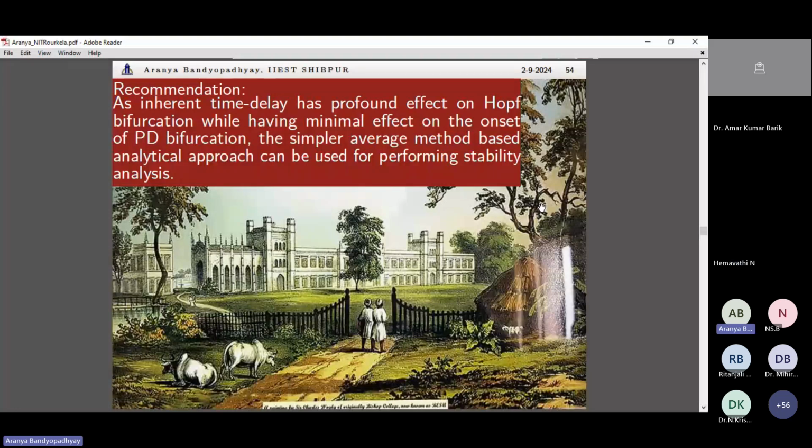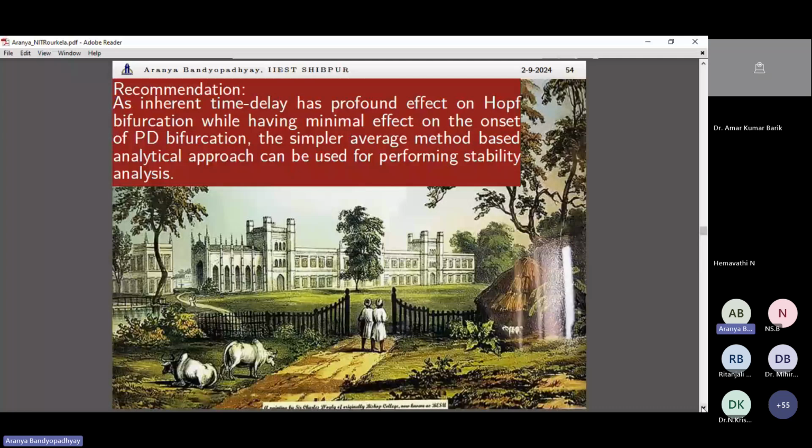So the thing is that as inherent time delay has a profound effect on Hopf bifurcation while having minimal effect on the onset of period doubling bifurcation, you can opt for the simple average method-based analytical approach or the Bode plot-based approach, whatever linear paradigm-based approach with which you are comfortable and familiar for performing this type of stability analysis when you are dealing with inherent time delay.